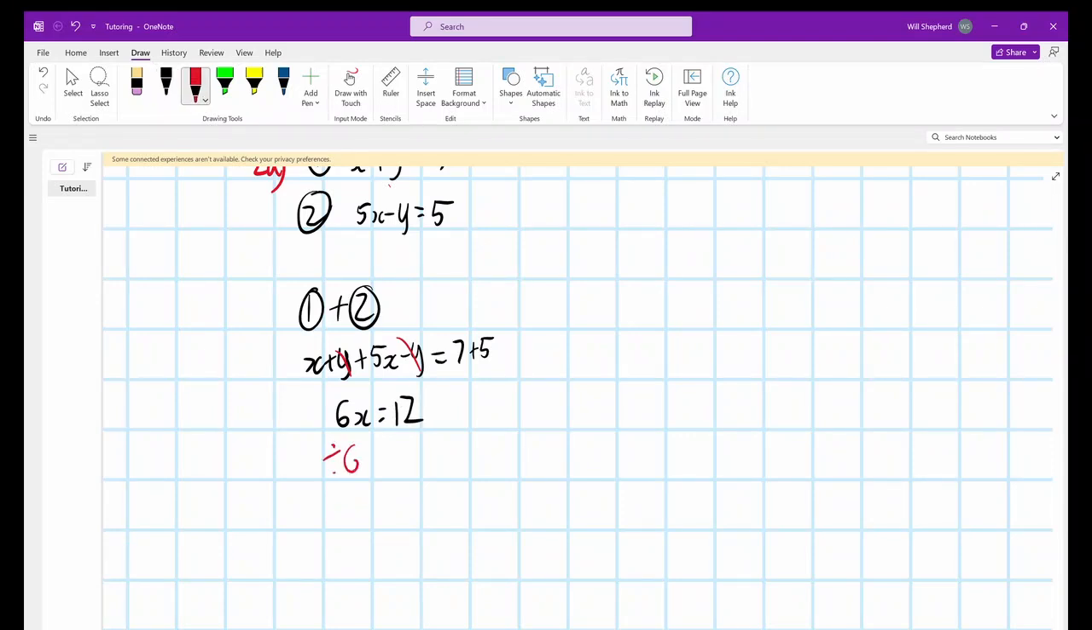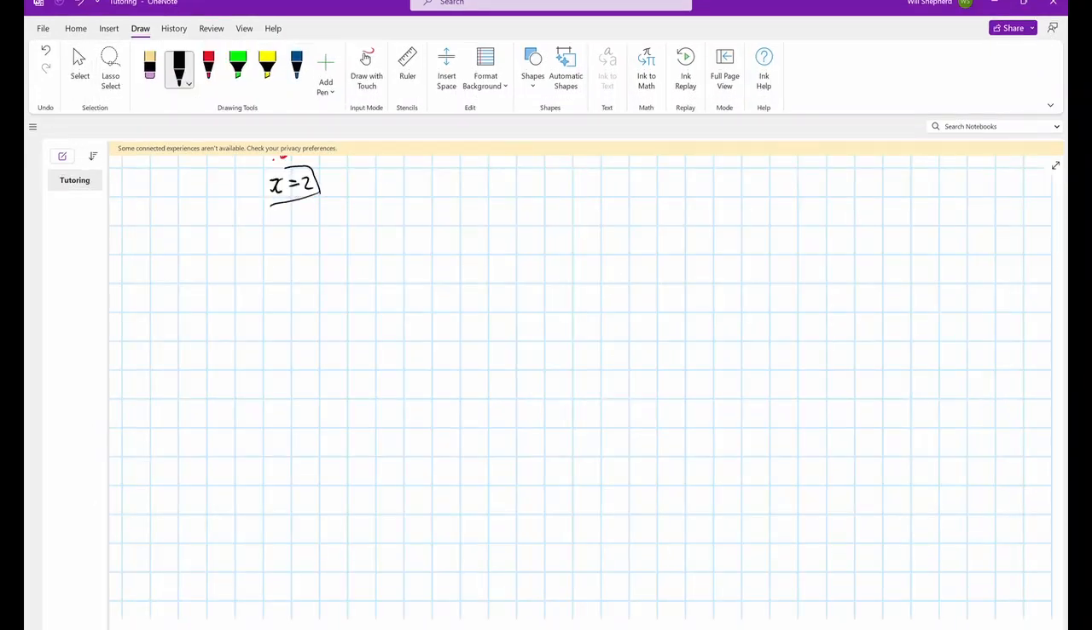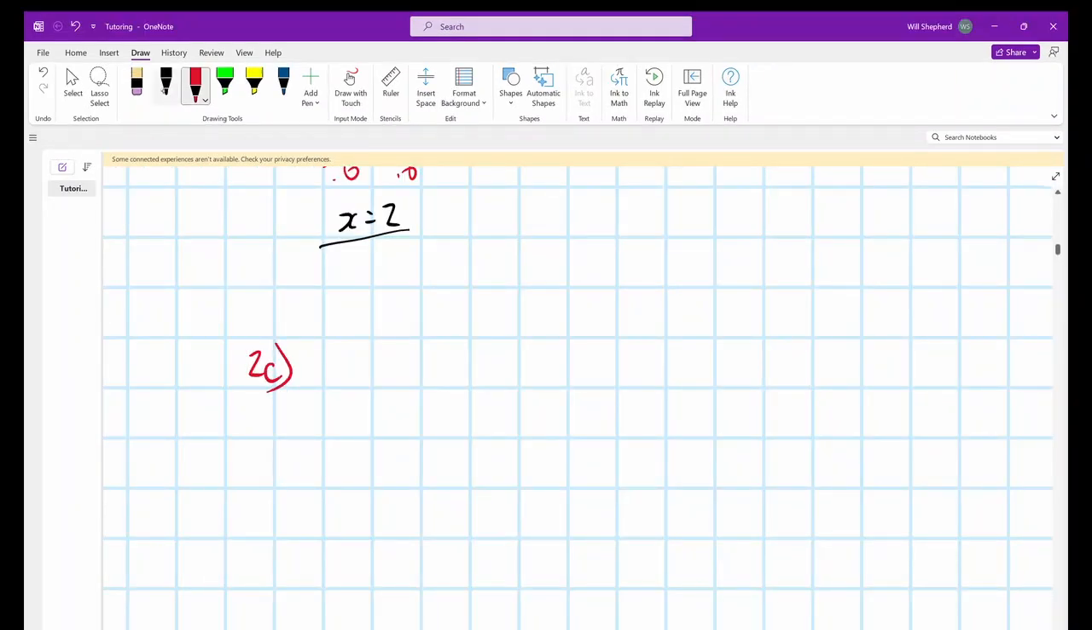We can then divide both sides by 6, and we end up getting x equals 12 over 6, which is 2. How about that? Let's put a box around that, and then we can sub that back into equation 1, which was x plus y equals 7, and x is 2, so 2 plus y equals 7. Then we're going to minus 2 from both sides, and 7 minus 2 is 5, so therefore y equals 5. Put a box around that one, and we are done. Off to see the wizard now.